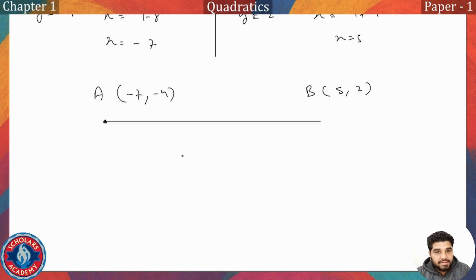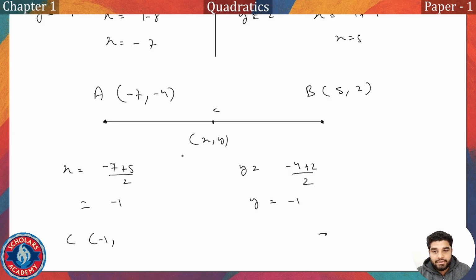So if this is A, this is B, I need to find the midpoint, that is x comma y. Let's mark it as C. And I also need to find the gradient of AB, and I need to do the negative reciprocal of that. So first of all, x is equal to (-7 plus 5) by 2, and y is equal to (-4 plus 2) by 2. So x becomes -1 and y becomes -1. So my coordinates of C are -1 comma -1.